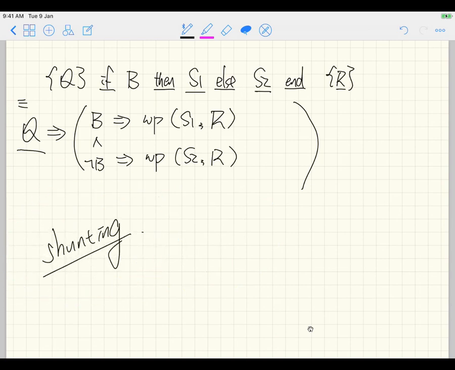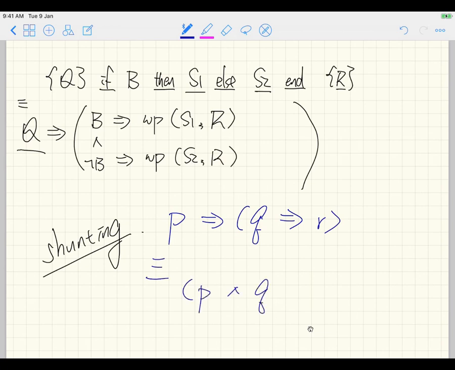Okay, this is shunting. When you have P implies Q implies R, it is equivalent to what? P and Q implies R. At least you have seen this, right? That's called shunting.